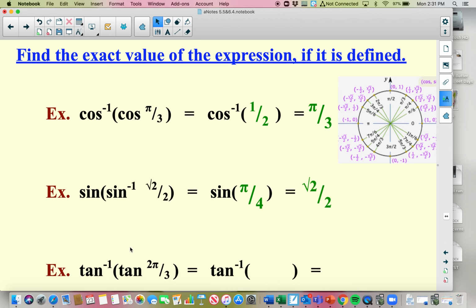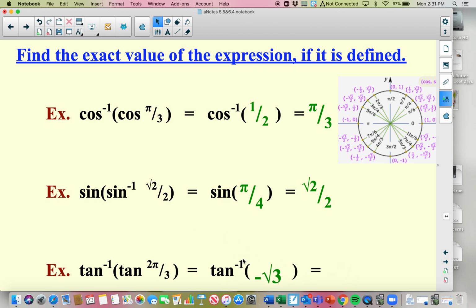Okay, last one, tangent of 2 pi over 3. Okay, so 2 pi over 3 is right here, and the tangent value of that, remember you do the sine divided by cosine ratio, or y divided by x, and you would get negative square root of 3. Okay, now I'm doing inverse tangent of negative square root of 3.